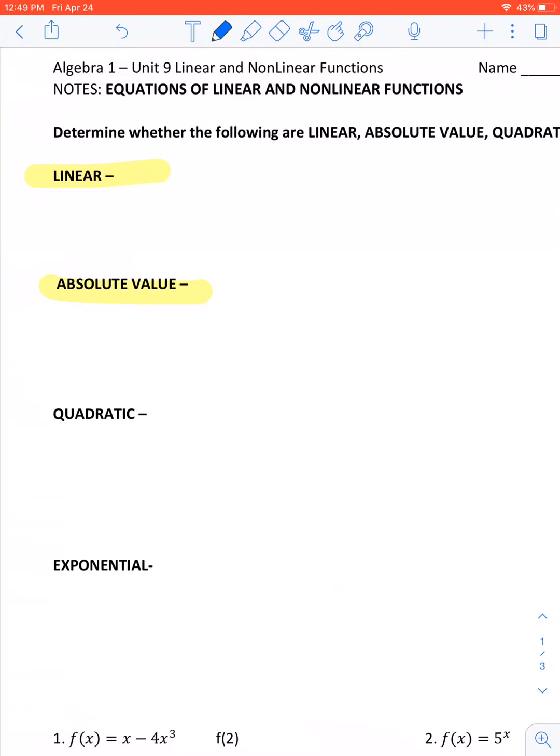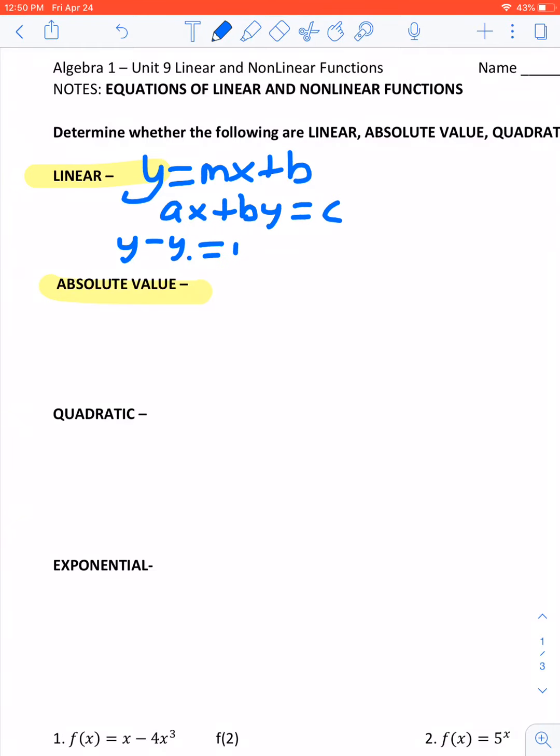We know 3 ways to write a linear equation. It's y equals mx plus b, that's slope-intercept form; ax plus by equals c, that's standard form; and then y minus y1 equals m times (x minus x1) is point-slope form. So those are the 3 ways we're used to seeing linear equations, linear functions. When we're identifying them, if we see one written in that way, right away we know it's linear.